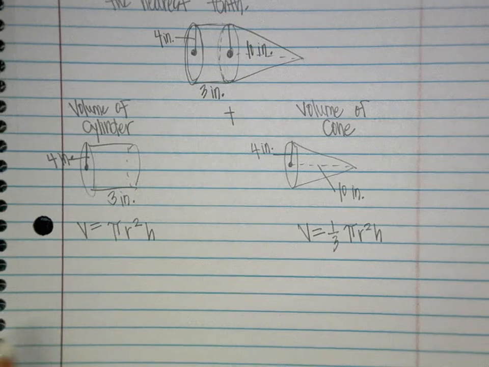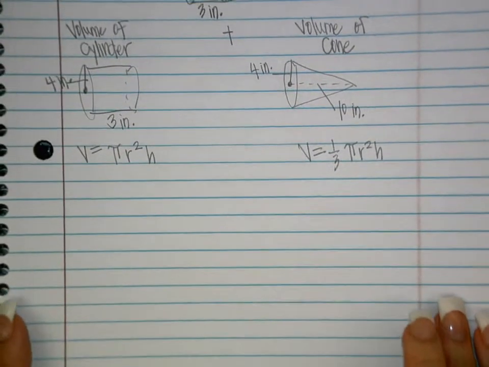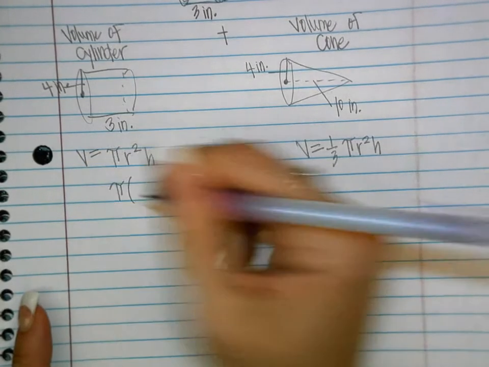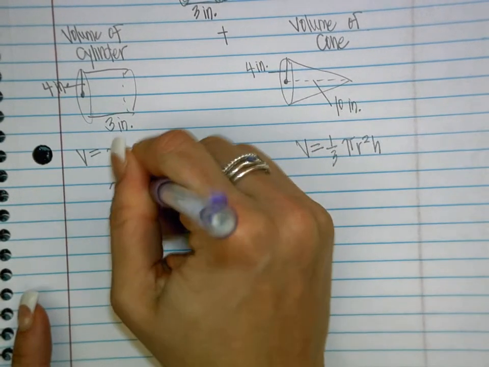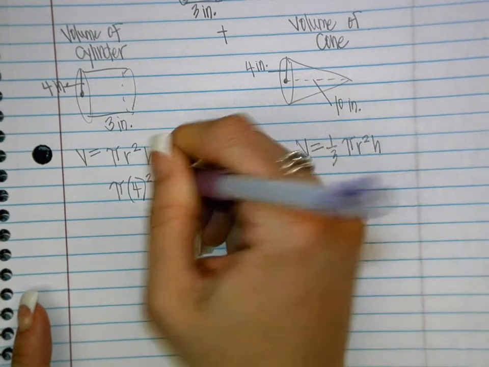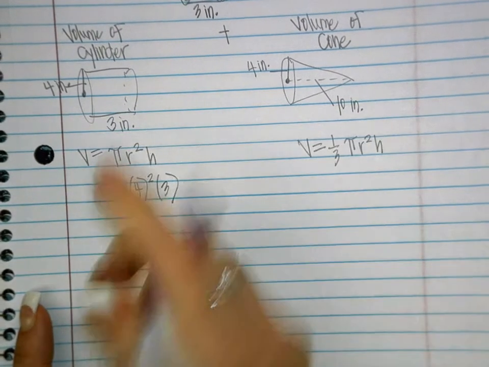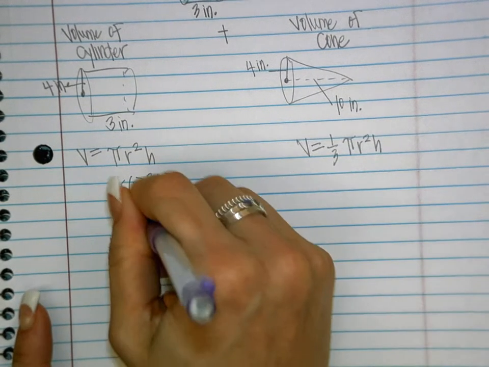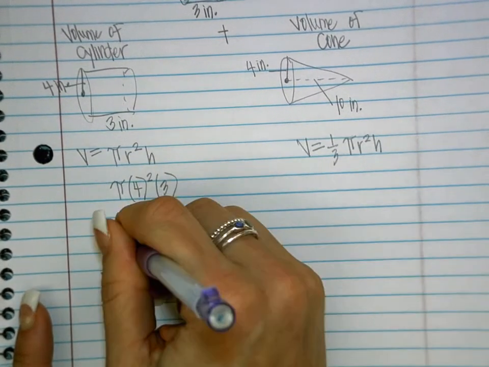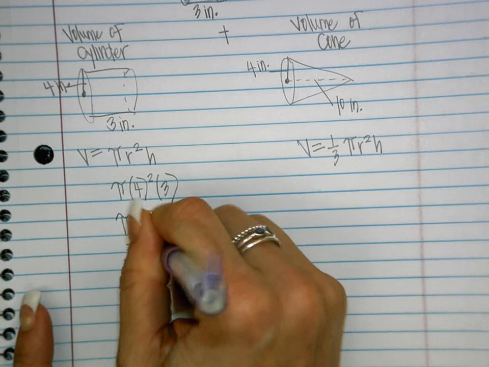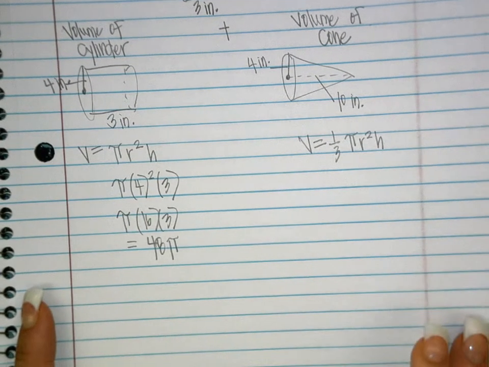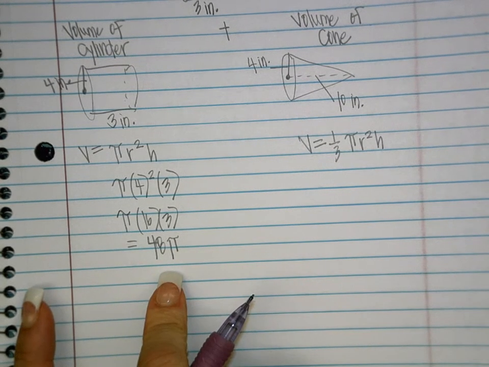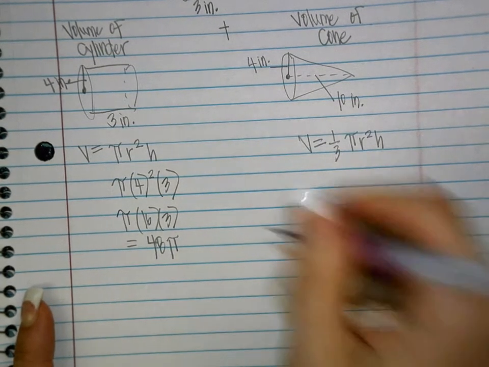So you're going to take the parts that you know, and we're going to plug them in. So here, pi, what's your radius? 4, and you're going to square that, multiplied by what's the height? 3. So if we work this out, this is going to be pi times what's 4 squared? 16 times 3. What's 16 times 3? So 48 pi. You see how I did that? Pi times 16 times 3 is equal to 48 pi. Do we agree on that? Yes.